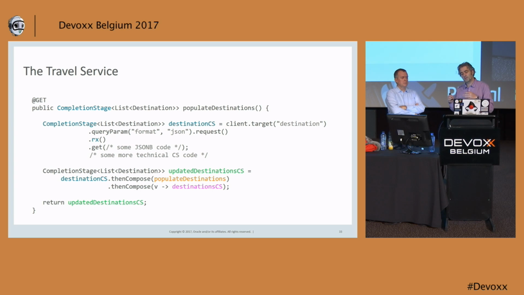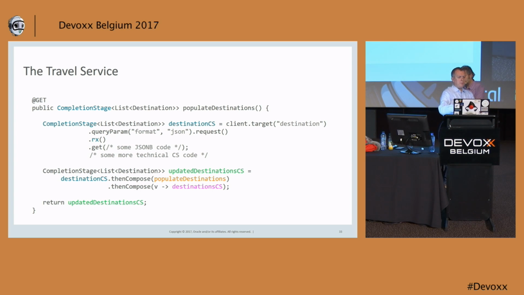So here we are. Before, we explained how you can use the completion stage in the JAX-RS client-side API. And here we are going a step further. We are using that on the server side, and we are also using the completion stage facility of JAX-RS 2.1 to also handle long-running operation on the server side.